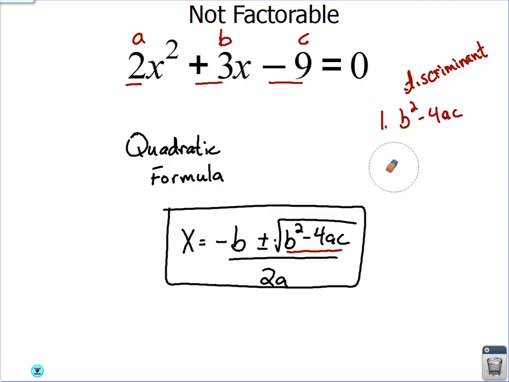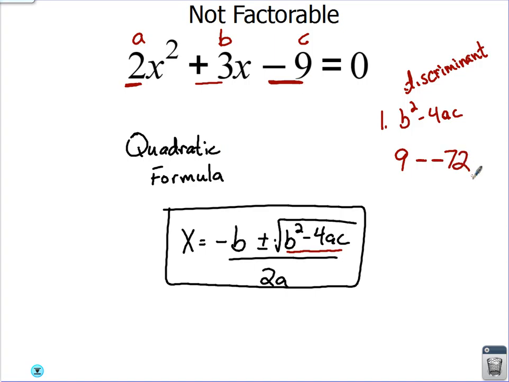Let's first work b squared minus 4ac. And here's how I do it. I go ahead and do b squared first, b to the second power, because of order of operations. Since b is 3, 3 to the second power is 9. And I put my minus there, the minus from my formula. My next step is I always do 4 times a times c. You can type it in your calculator if you need to. 4 times 2 times negative 9, what does it give you?